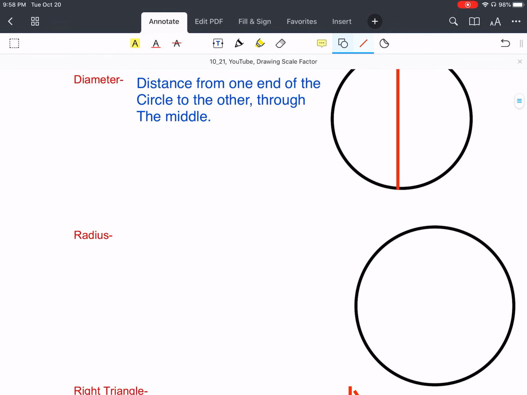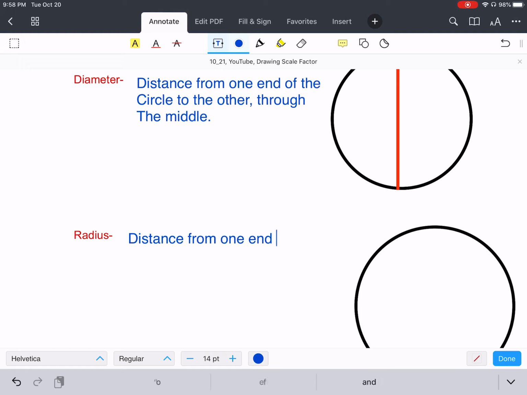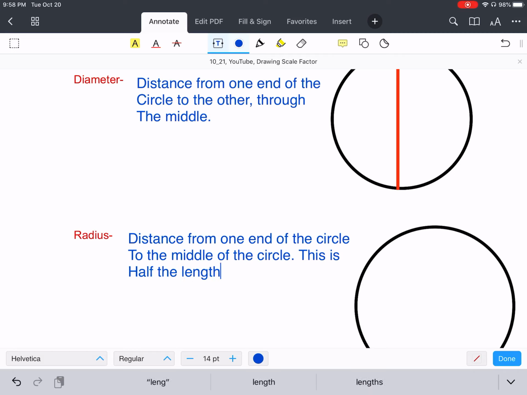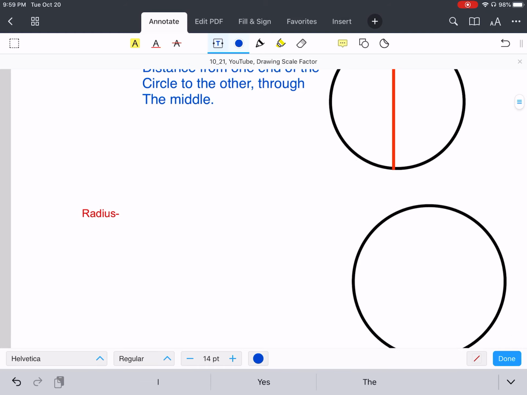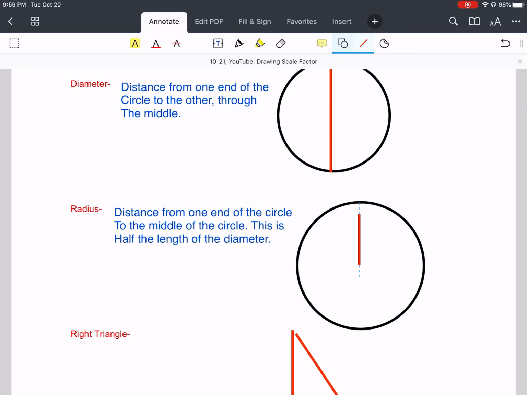The radius, this is similar. This is the distance from one end of the circle to the middle of the circle. This is half the length of the diameter. So the radius of a circle starts in the center and goes to the edge. Now, my pictures are not perfect, but the definition stays the same.